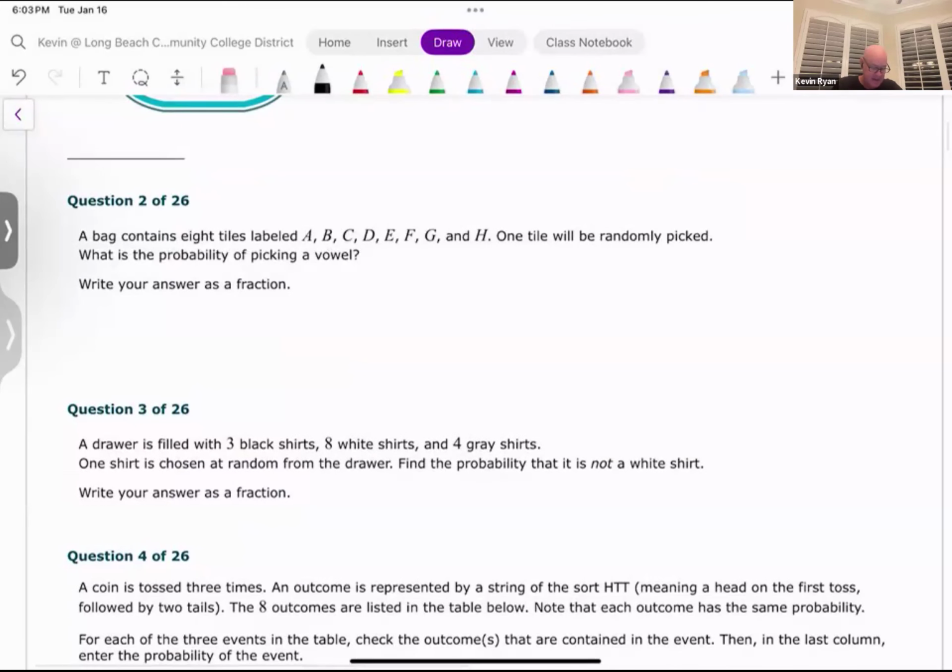A bag contains 8 tiles labeled A through H. 1 tile will be randomly picked. What is the probability that you're picking a vowel? So probability vowel.